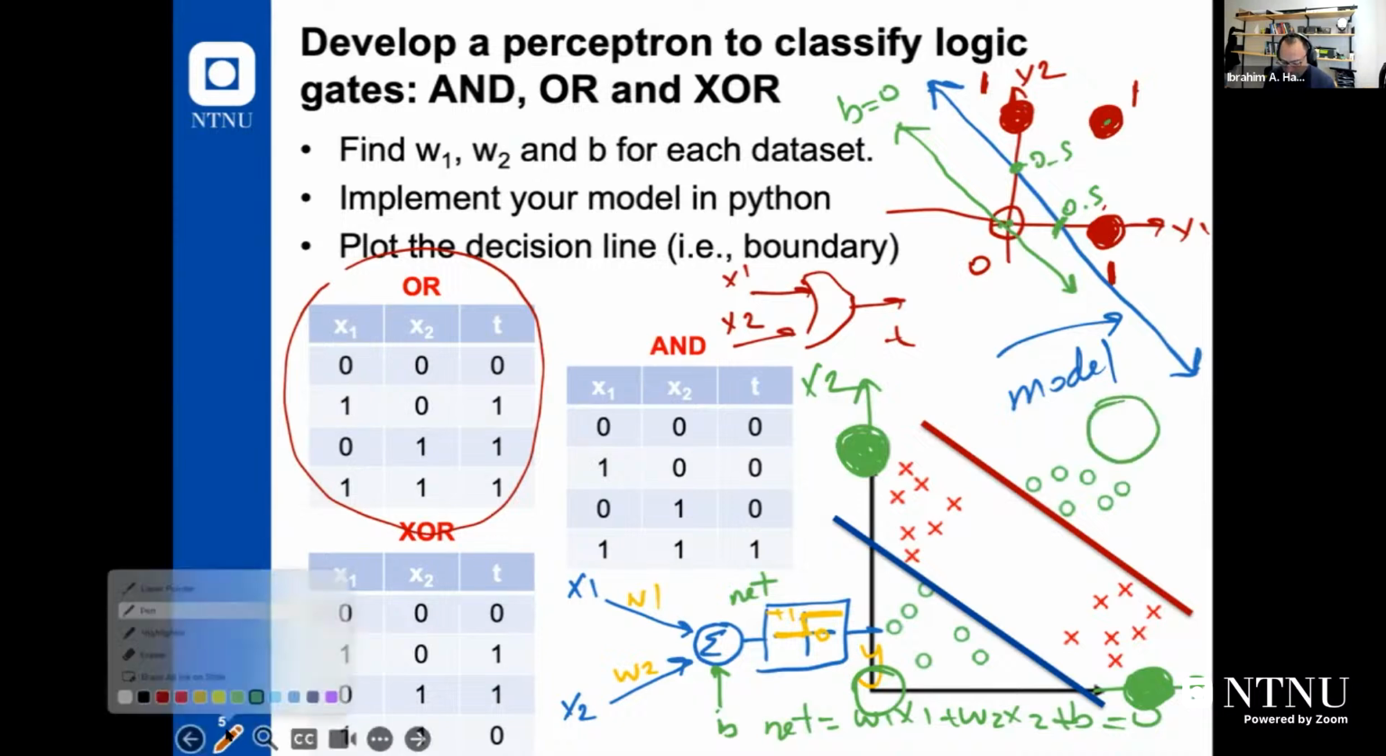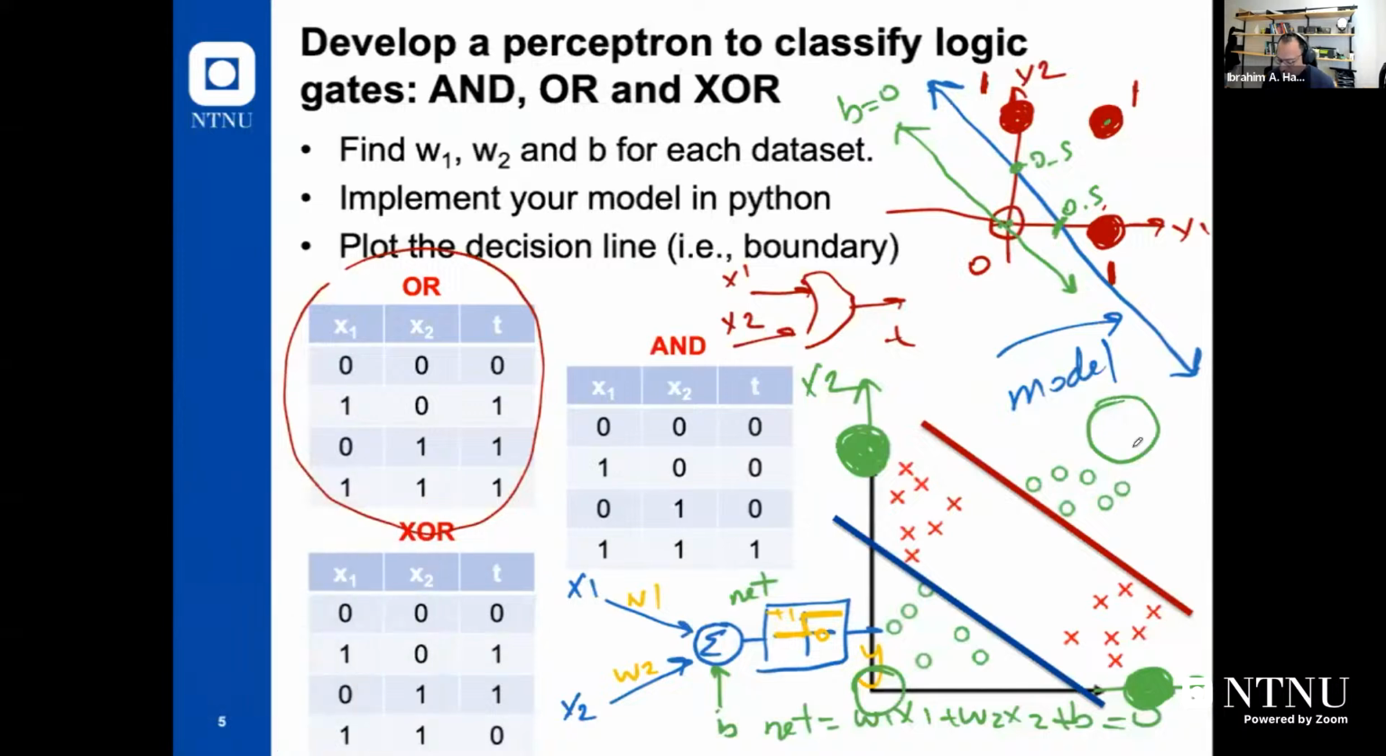So in fact, I will write the coordinates. The coordinates of this point will be 1, 1. Coordinates here will be 1, 0. And this one will be 0, 1. Coordinate of this point will be 0, 0. So as you can see, it's a complex data set.